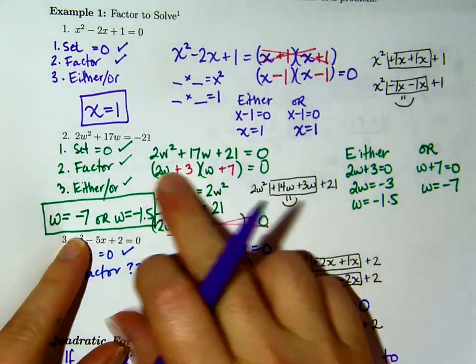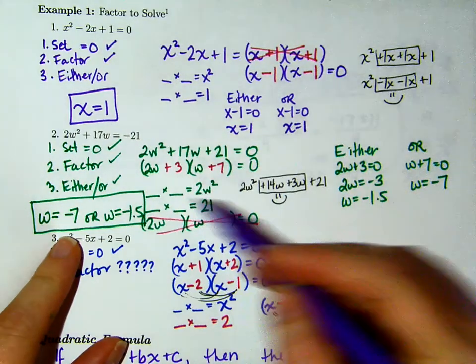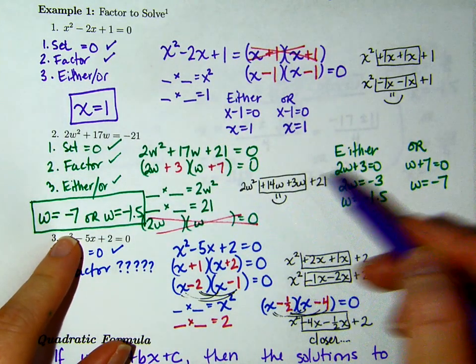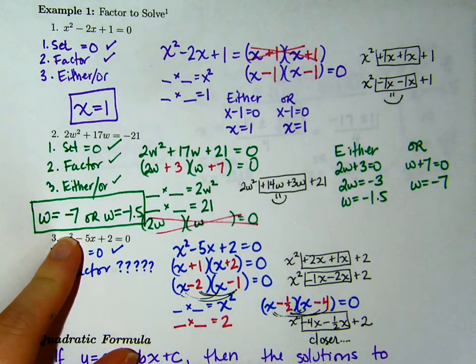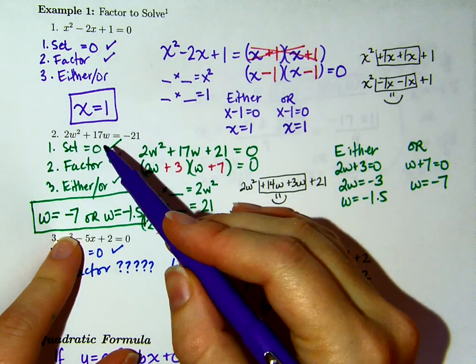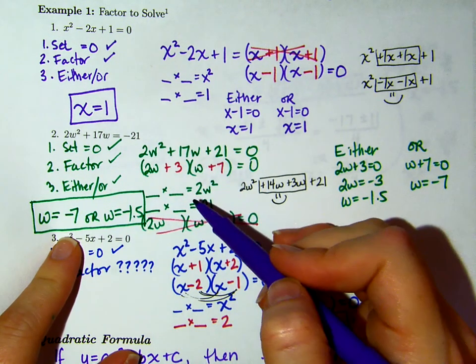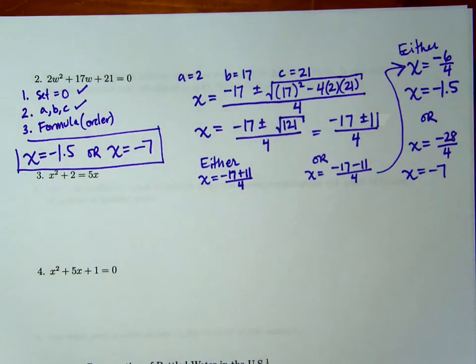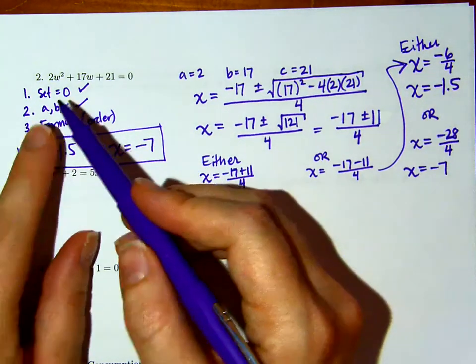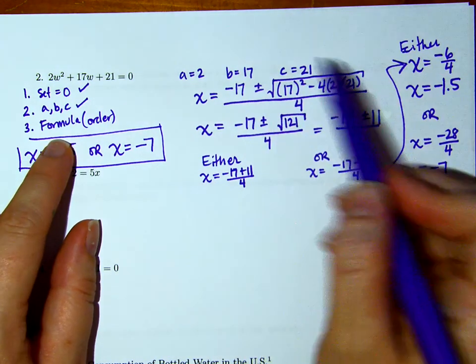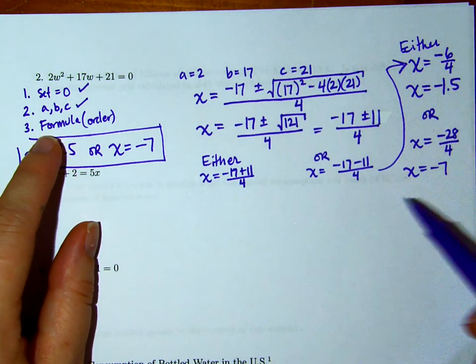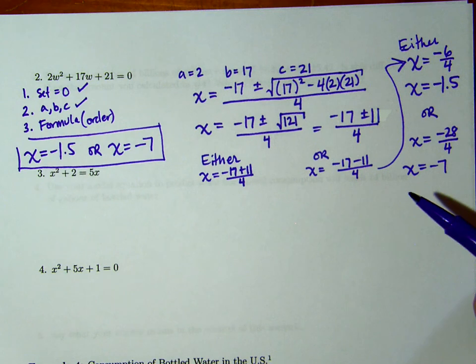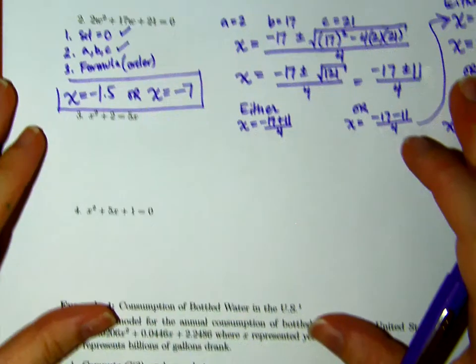Good. We agree with our factoring technique, but I see that our factoring technique may have taken less space and a little bit less work. Yeah? Set to 0, factor, do the either or. And it agrees with what we've done here. So set to 0, ABC, use the formula, and then see our two solutions. Okay, let's do number 3.